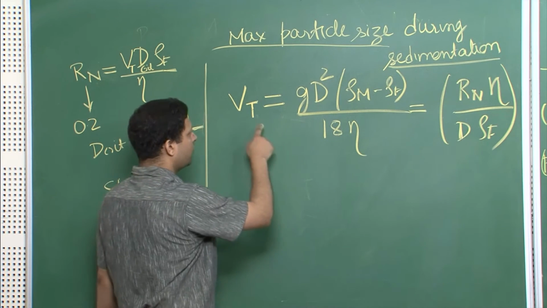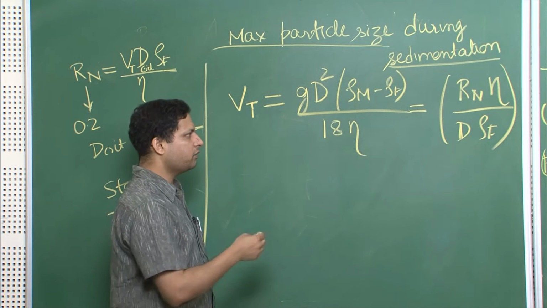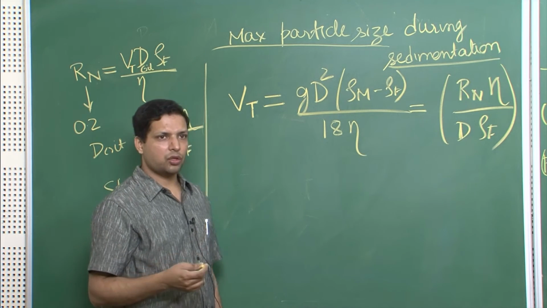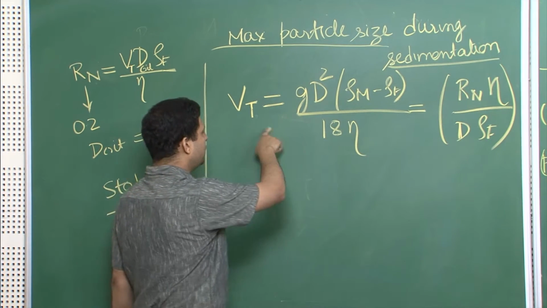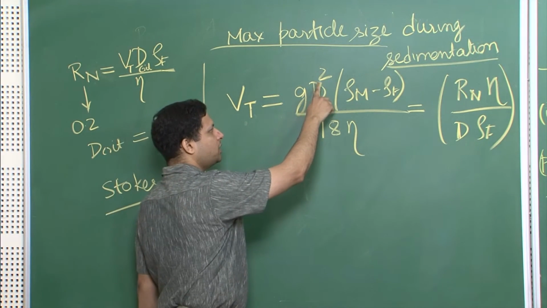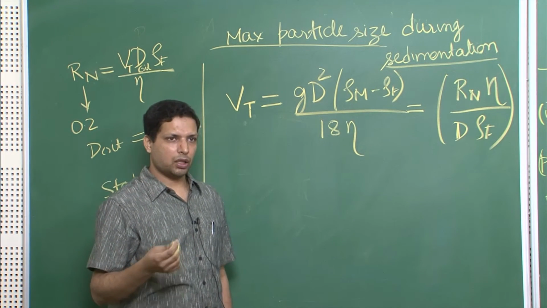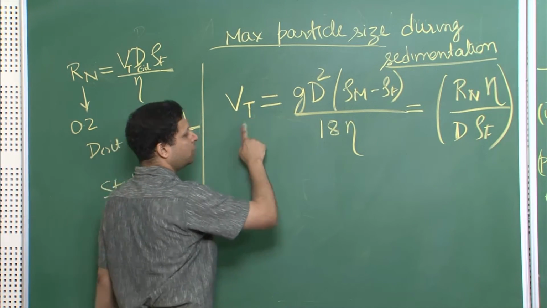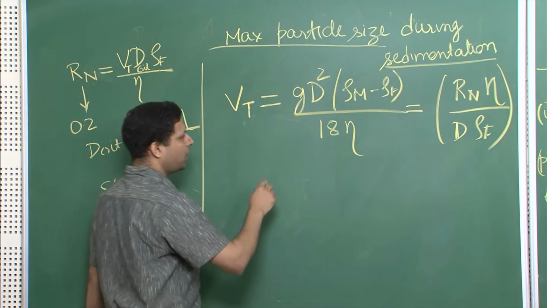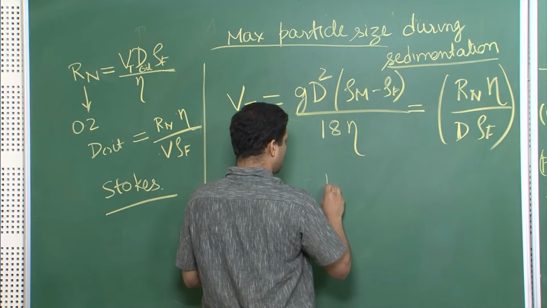Now, this velocity Vt is the largest that the particle should have, otherwise it will start to get into the turbulent mode. And we are also saying that the particle size is such that we are getting the terminal velocity for this particular particle. Therefore, the terminal velocity is the same, and we have equated it over here, and from here we will get d cubed.